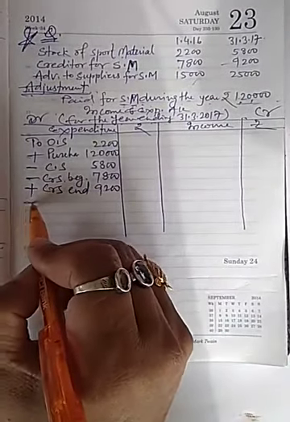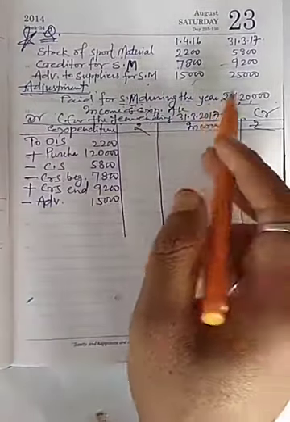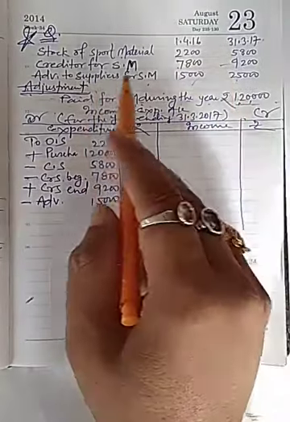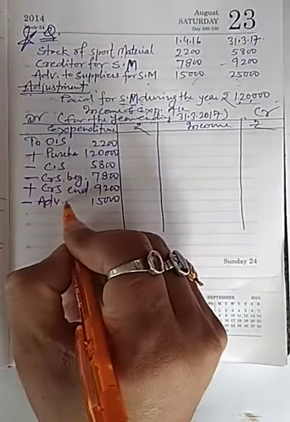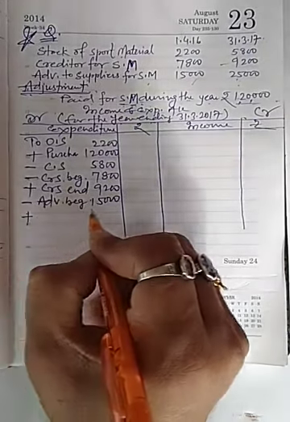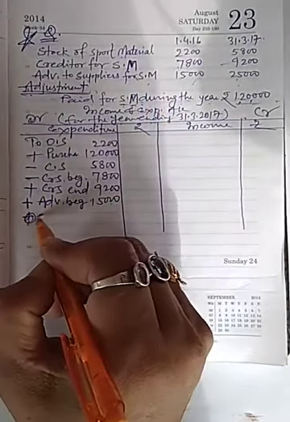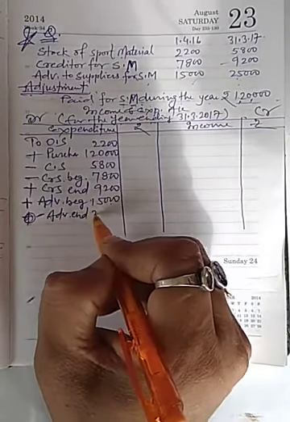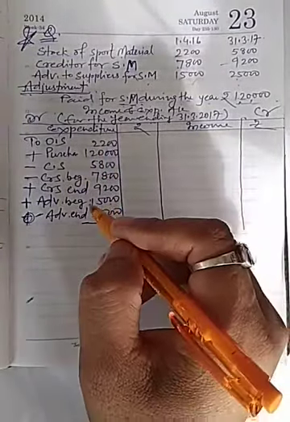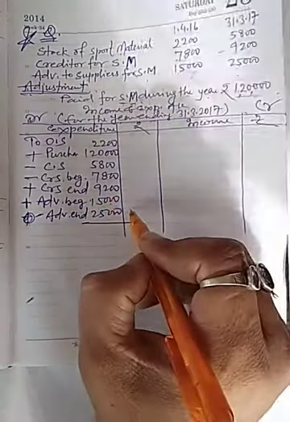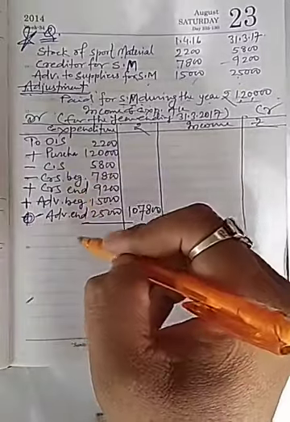And now advance is also given: at the beginning of the year 15,000, and at the end of the year, advance for sport material as at 31st March 2017 is 25,000. Advance at the beginning will be added and advance at the end will be deducted. So the total calculation will be 1,07,800. So it will be shown on the expenditure side.